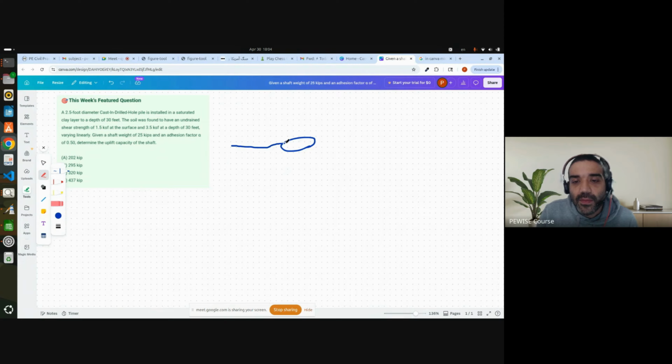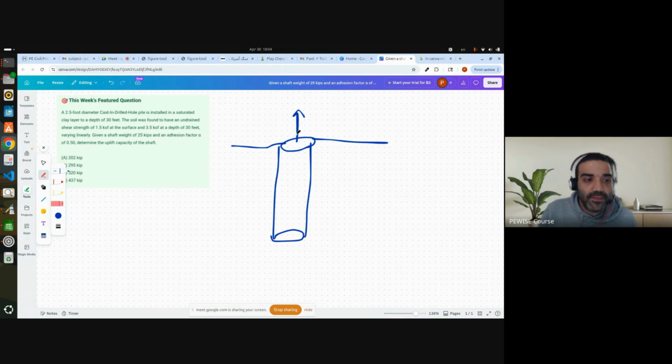This is the pipe. And for some reason, due to wind or moment in the structure, you have a force like that, and you don't want the pipe to be pulled out. This happens for tall buildings or power towers. This is typical, and we need to design for it.